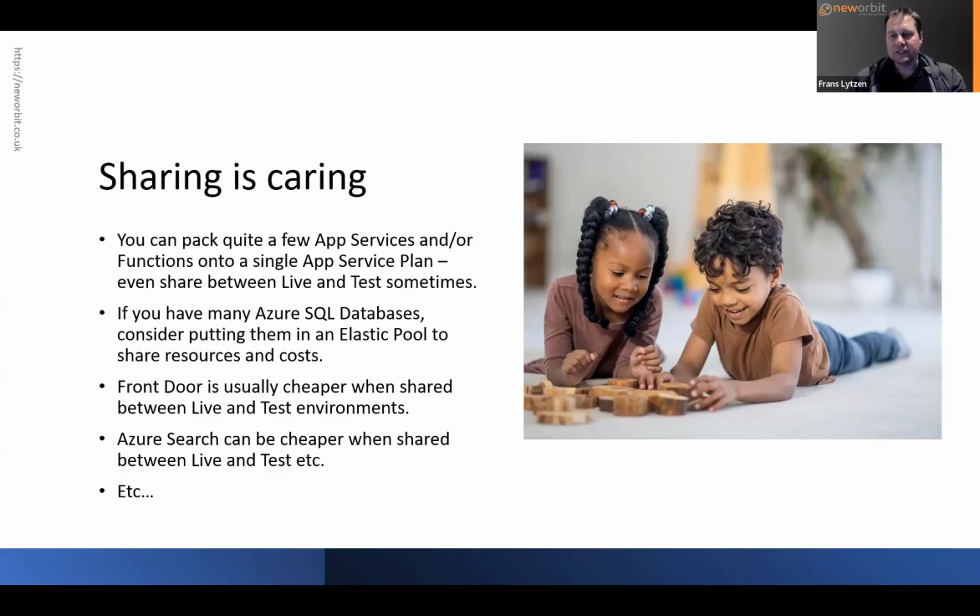Now, I find for a typical environment, I need about 5 rules. So if I set one up for live and a separate one up for UAT, I'm getting that hit on the first 5 rules twice. Whereas if I just have one front door that covers UAT and live, then I can save about 50 quid a month. Again, not lots, but especially for smaller systems, every little helps.